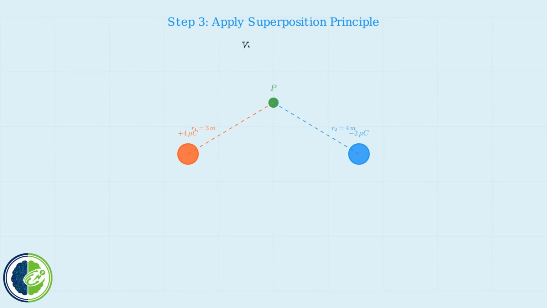Finally, we apply the superposition principle. The total potential at point P is the algebraic sum. V total equals V1 plus V2, which equals 12,000 volts plus -4,500 volts, giving us 7,500 volts.